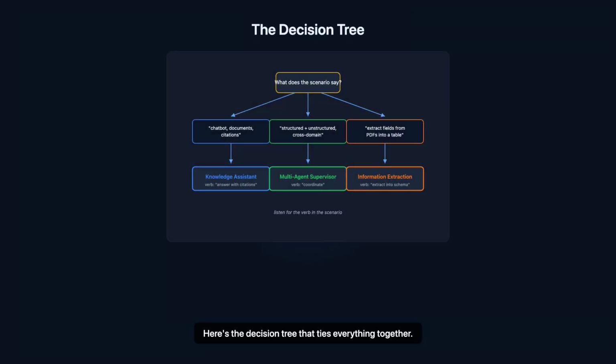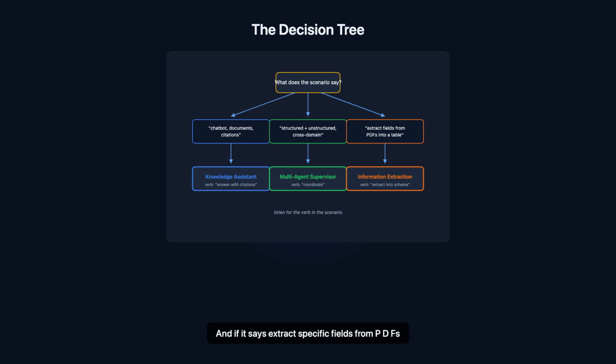Here's the decision tree that ties everything together. Start at the top. What does the scenario actually say? If it talks about a chatbot, documents, and citations, follow the left branch to Knowledge Assistant. If it describes a request that spans structured data and unstructured data, or needs to coordinate across multiple specialized domains, the middle branch lands on Multi-Agent Supervisor.